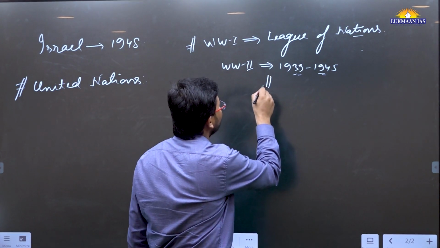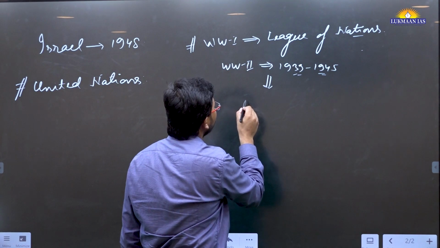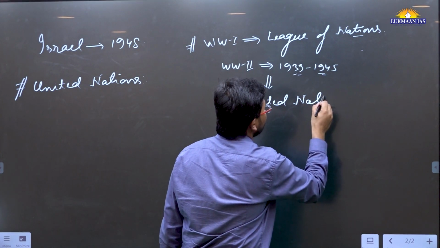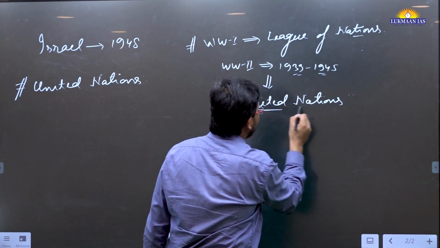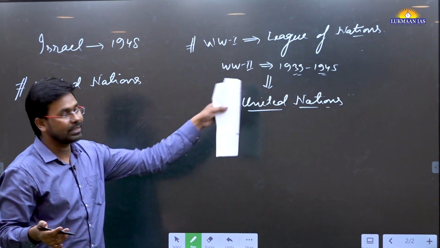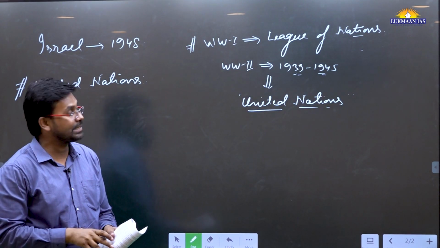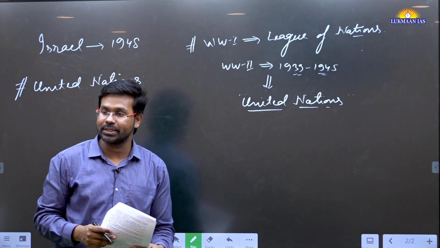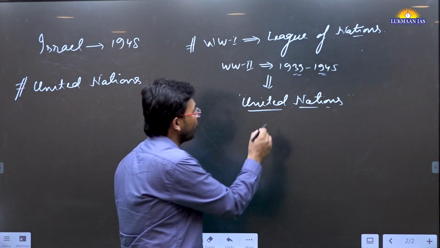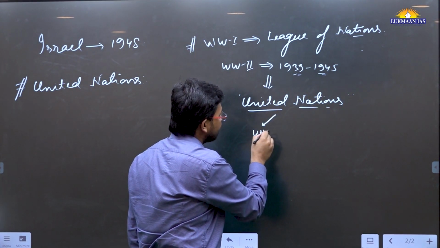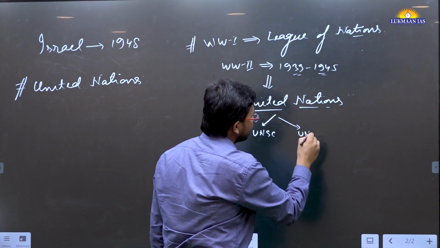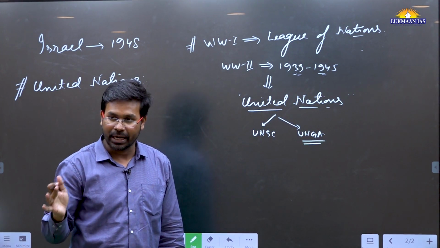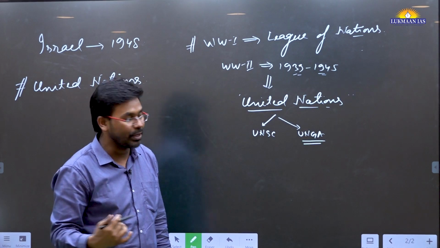To protect the world from having any other world war, they created a system, the United Nations. This United Nations organization was created after the Second World War, and the task of the United Nations was to stop the world from any third world war. So it created the United Nations Security Council and the United Nations General Assembly. In the UNGA, we have participation of all member countries. Around 194 members are part of the United Nations system.